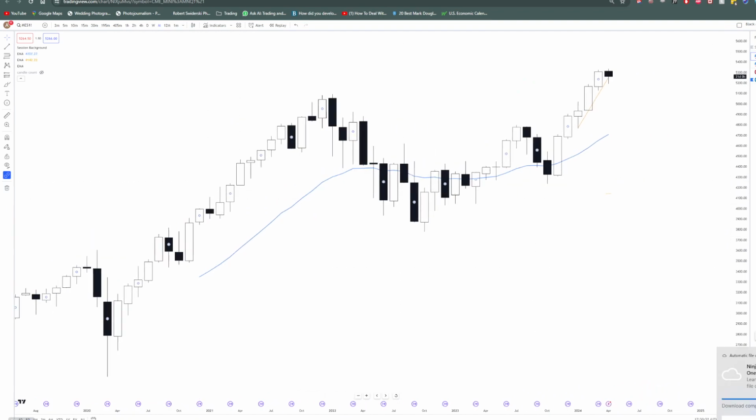Where is the? There it is. Oopsie daisy. That's not the tool I want. So I'm not having one of those best days today. Where is the? There it is, date range.